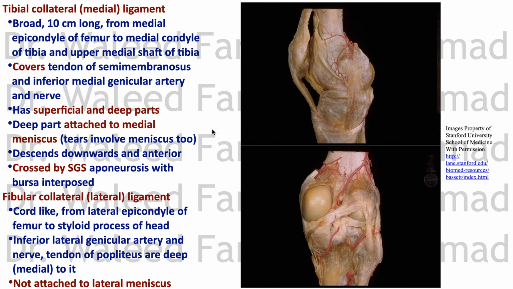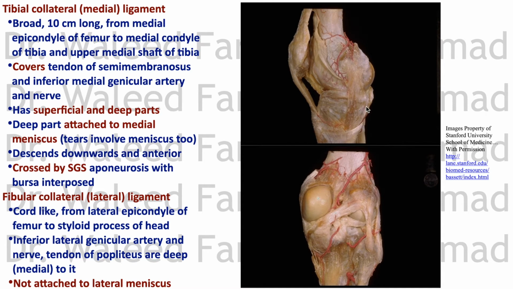Also, we have the tibial collateral ligament. See the tibial, it's a ribbon-like band, 10 centimeters long, that descends slightly anterior from the epicondyle of the femur to the upper medial surface of the tibia. By crossing that way, it covers the tendon of semimembranosus muscle and the inferior medial genicular artery and nerve.